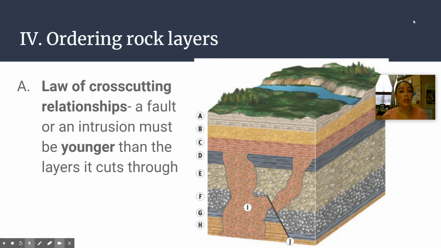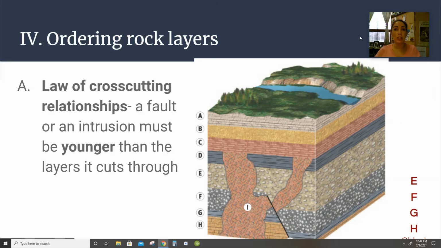I'm going to start with the oldest rock layer. My oldest rock layer is H. I know it's the oldest because it's on the bottom. On top of H, we had G, F, and then E. H, G, F, and E were all originally these nice horizontal layers. And then we had rock layer D form on top of that.